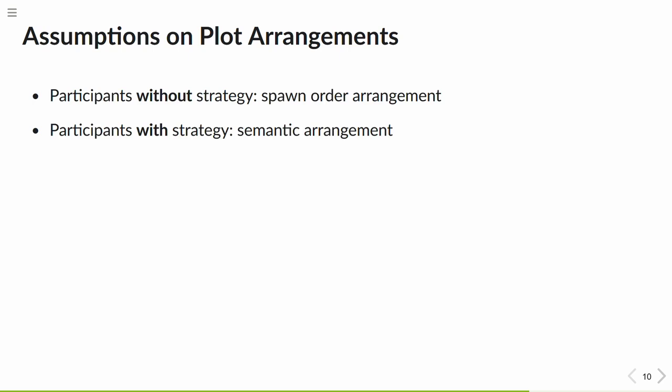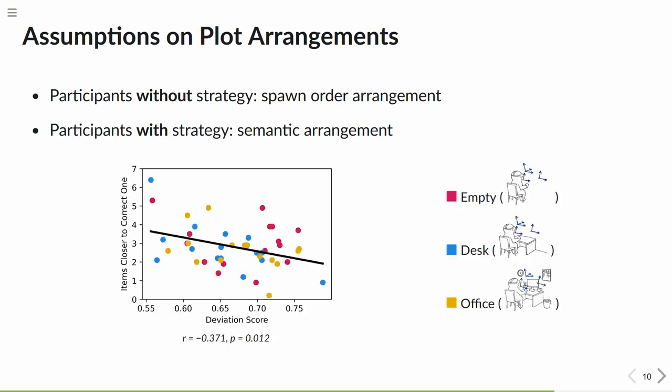For further analysis, our assumptions were that participants without a clear strategy mainly arranged plots based on their spawn order, while participants with a strategy ordered plots based on semantics rather than their spawn order. For this, we defined a deviation score, so how much the participant deviated from the initial spawn order in their final plot arrangement, so how far the plots which spawned after another were apart from each other in their final plot arrangement. Here we found a significant negative linear correlation with the average number of items closer to the correct one. This indicates that arrangements deviating more strongly from the spawn order were related to better results in the blind recall.